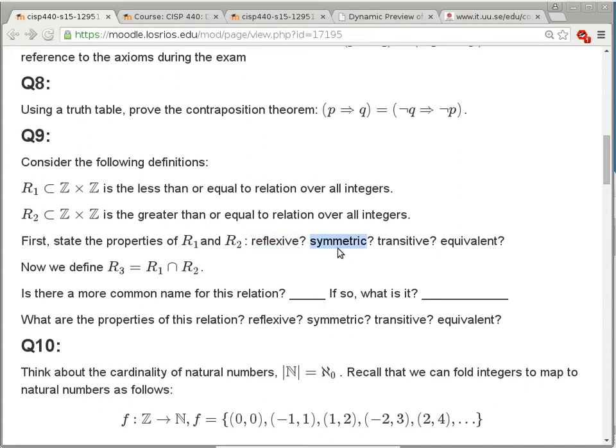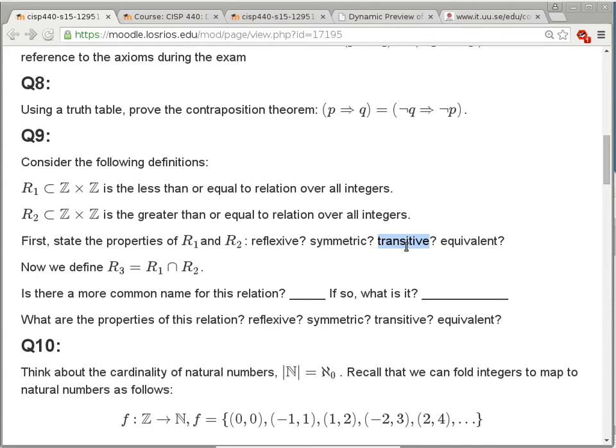Now, symmetric means, if ARB is a relation, then BRA also has to be a relation. Nope, it's not symmetric. Is it transitive? In other words, if ARB and BRC, then it implies ARC. Not here ARC, but a relation C. Okay? Almost got you. So, is R1, less than or equal to, transitive? It is. And so is greater than or equal to.